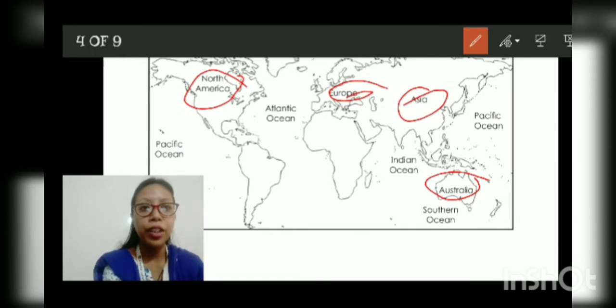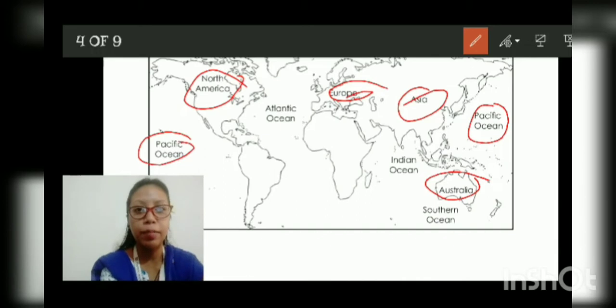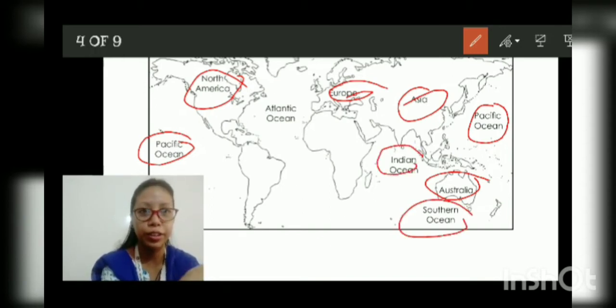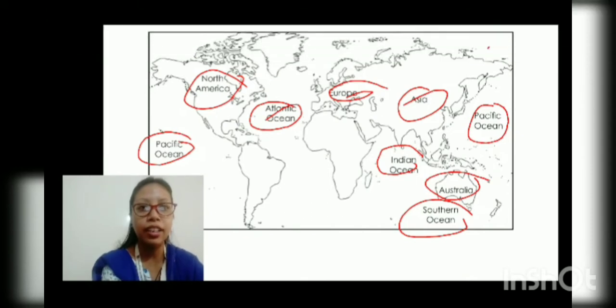Then we have the oceans. Here we have the Pacific Ocean. Now see, the Pacific Ocean covers a large part of the earth. So here and here we have the Pacific Ocean, because it covers most of the earth's surface. Then we have the Indian Ocean here and the Southern Ocean, and also the Atlantic Ocean here. So these are the oceans and the continents that have been mentioned.